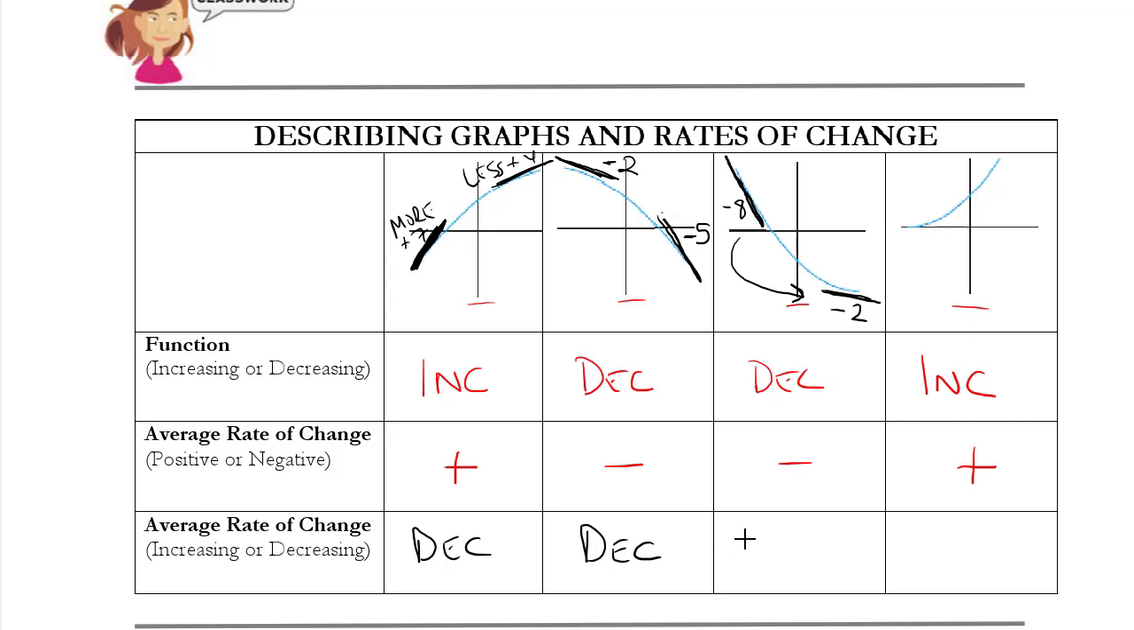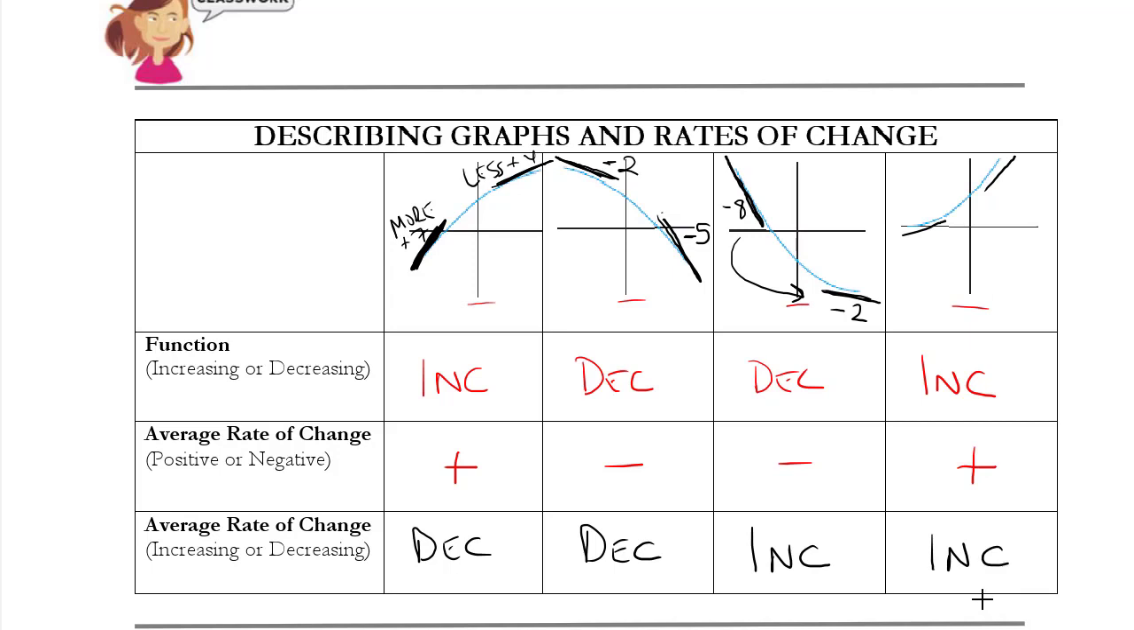Its average rate of change, as we move from left to right, is in fact increasing because it's getting less negative. And this one right here, we can see the graphs are getting steeper in the positive direction, and so this is also going to be an increase.